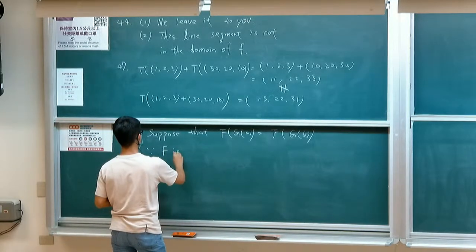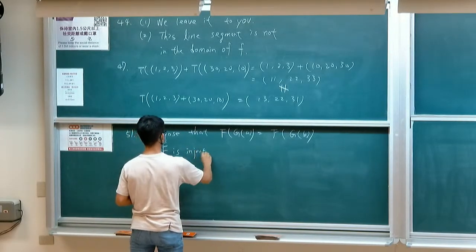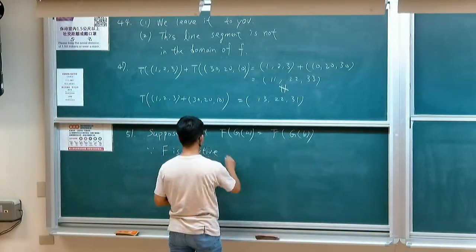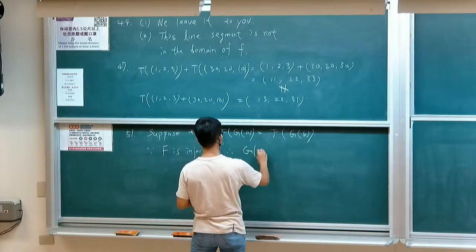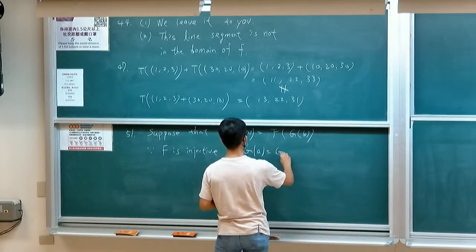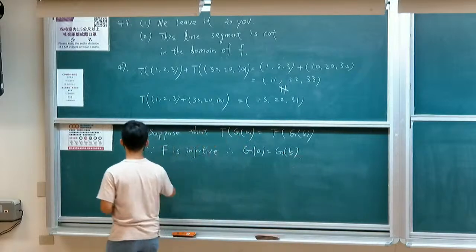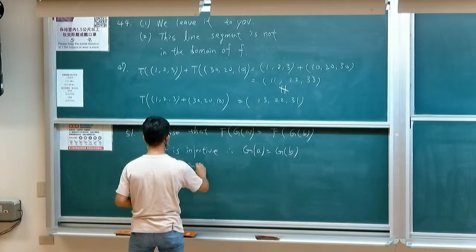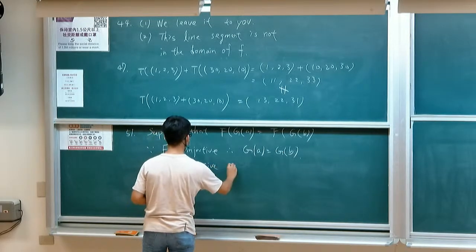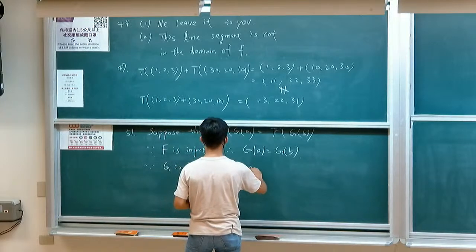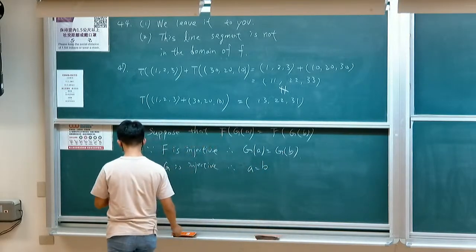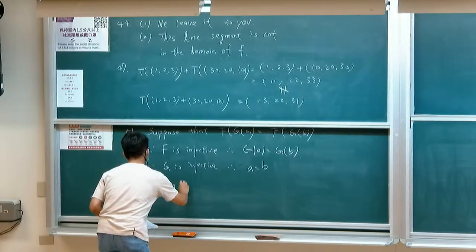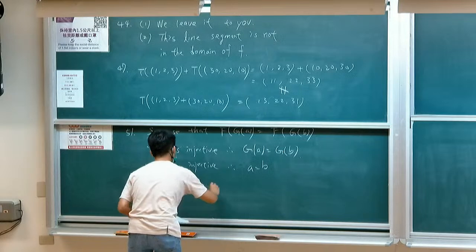Since f is injective, it implies that g of a equals g of b. But also, since g is injective too, a equals b. So we can conclude that the composition of f and g is injective.